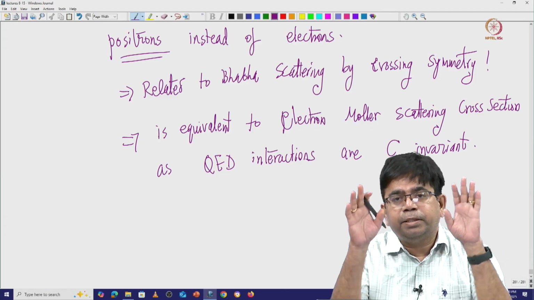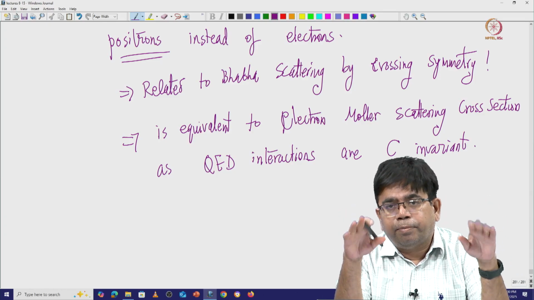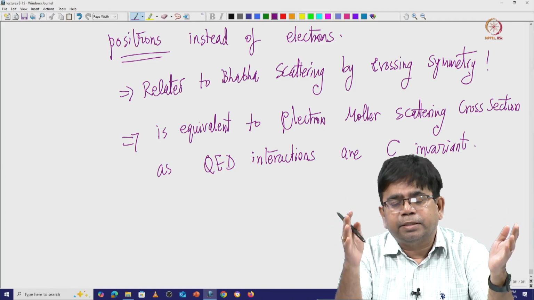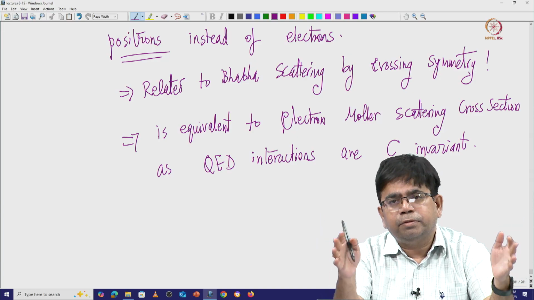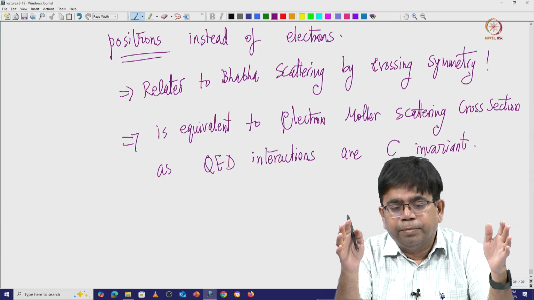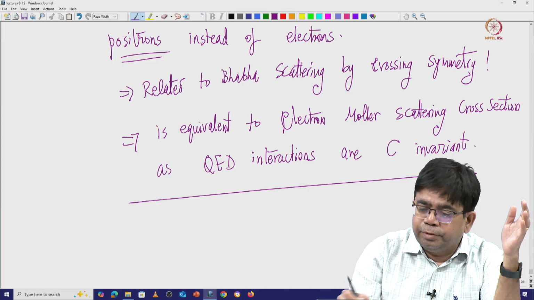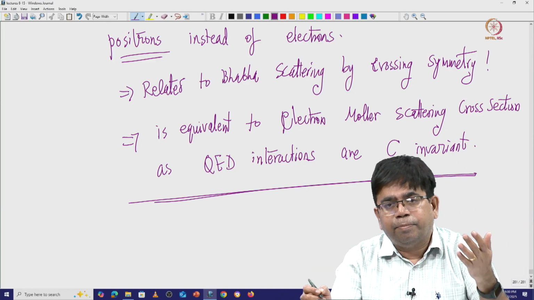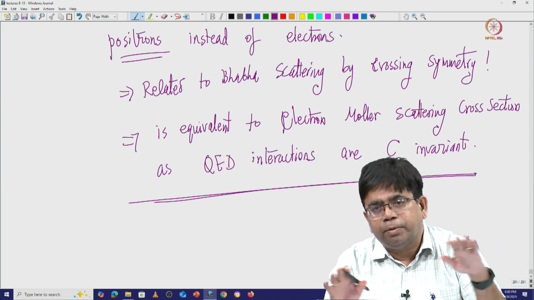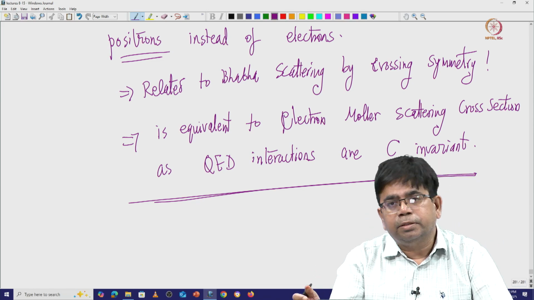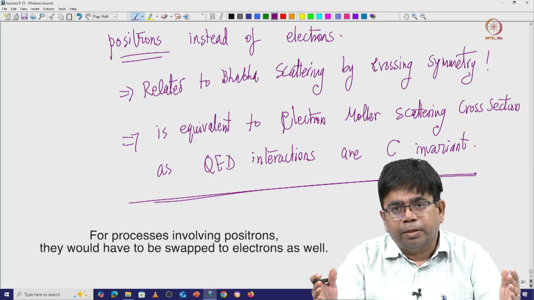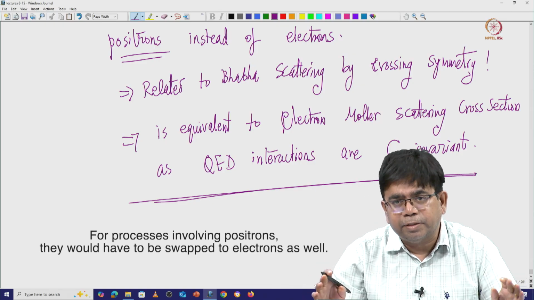That means if you replace electrons with positrons, for most of the processes at the tree level the cross sections are exactly equal. This is an important thing. Somebody in the interaction section was asking me how I can treat positrons and everything. For most of the processes, if you replace electrons with positrons, the cross sections are exactly the same. Forget about higher order corrections, this is for the tree level.